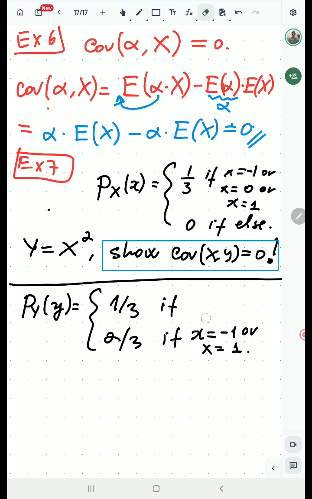Okay, let me rewrite it. So y has probability 1 over 3 of receiving the value 0, and y receives the value 1 in two cases: when x is minus 1 and when x is positive 1. Therefore the probability is 2 over 3. Great. Now what we have to do is show that their covariance is 0, but for that we need the joint probability mass function, right? So let's put the joint PMF in a tabular format.